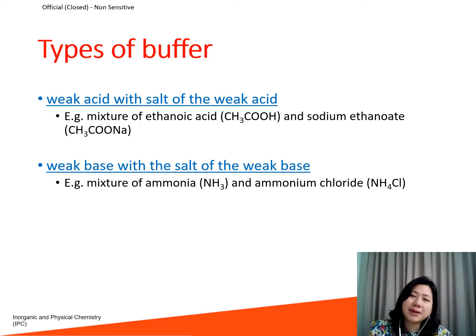Buffers can be made by mixing a weak acid with a salt of the weak acid. For example, by mixing ethanoic acid and its salt, sodium ethanoate. Buffers can also be made by mixing a weak base with a salt of the weak base. For example, by mixing ammonia and its salt, ammonium chloride.